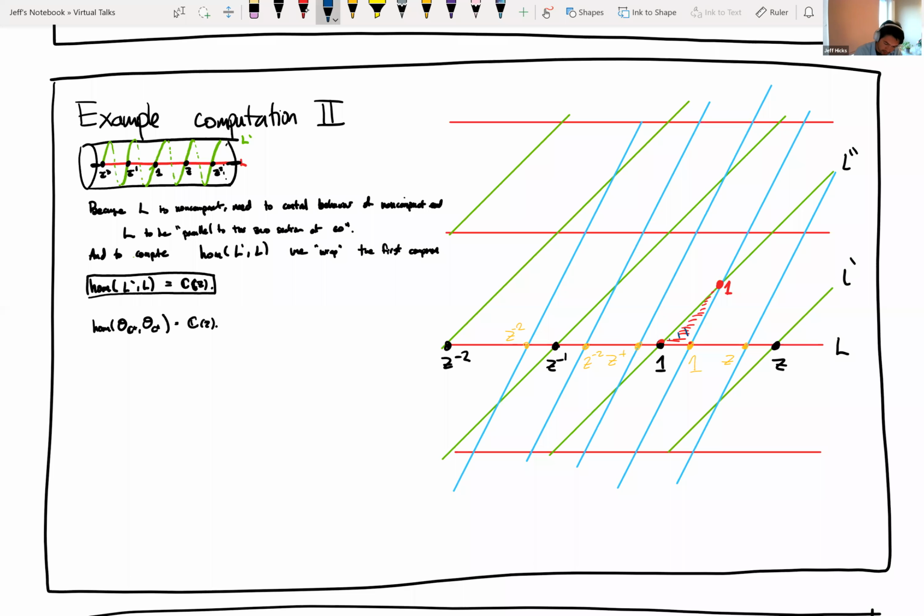But if I was to take 1 times Z, I would get something like the intersection Z between L prime and L double prime. And if I was to take 1 times Z inverse, I get something like Z inverse on the intersection between L prime and L double prime. So we see that the Lagrangian intersection Floer theory between L prime and L double prime, between L and itself, has exactly the same algebra structure as the ring of functions on C star.